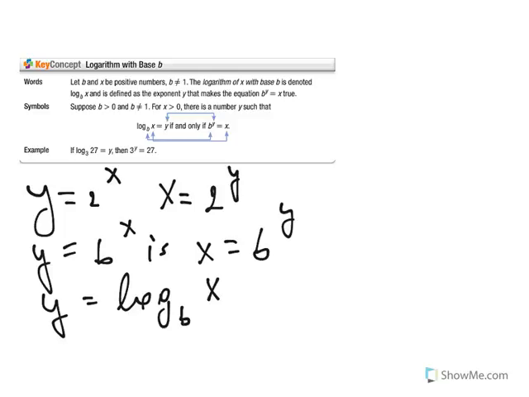I'm going to go the simple way. If b is greater than 0 and different from 1, for x greater than 0, there is a number y such that log base b of x equals y if and only if b to the y power gives you x. In this video I'm going to show you some examples of how to go from logarithmic to exponential form. Example number 1.